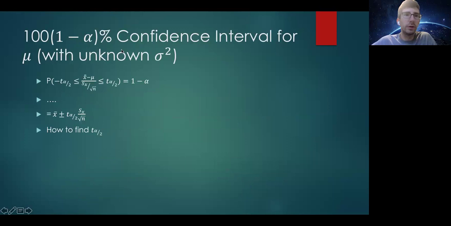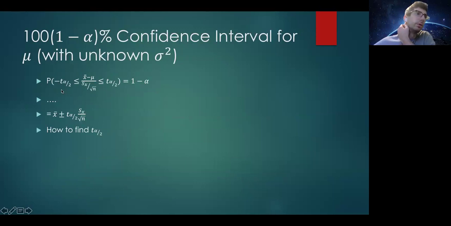Okay, so now here's an updated confidence interval for our population mean with an unknown population variance. Now, instead of those z alpha over 2 values, we've got t values, right?